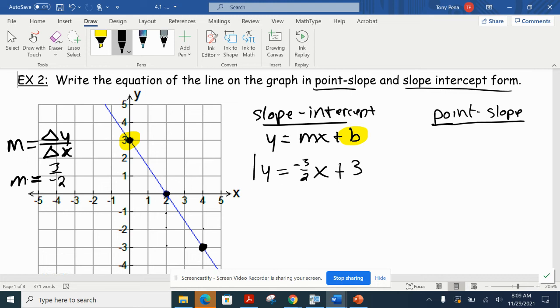All right. So that's our slope-intercept form. That one we can do first because we knew the y-intercept. The point-slope form now. Here's our point-slope form. So we need to look like this. Any point works. So we now have 3 points to pick.